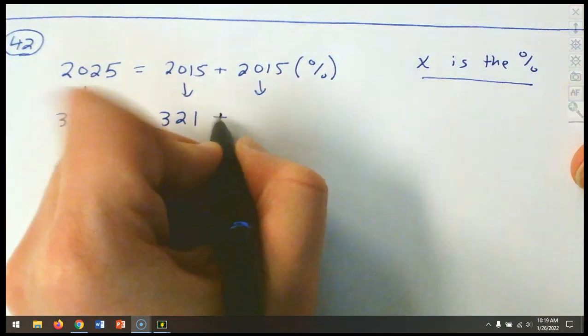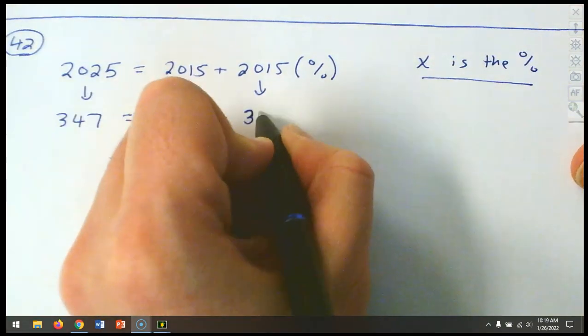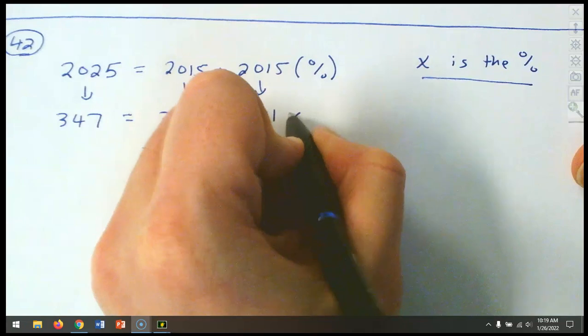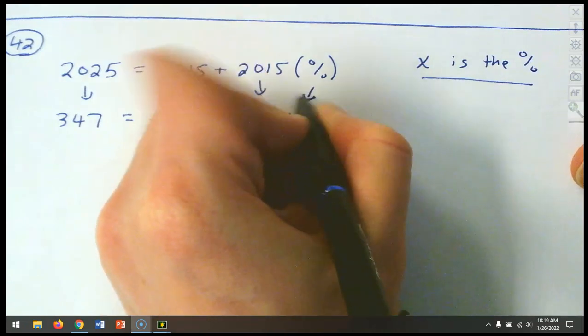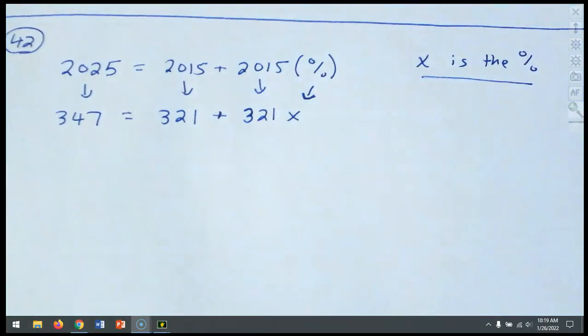And then we've got 321, and we're going to let x represent the percentage. So x is going to be the percent. So we're going to put that down as an x there. Now we can solve it, right? And when we work with these percentages, they're going to come out as a decimal. You're not going to get a whole number answer. They're going to be a small decimal.